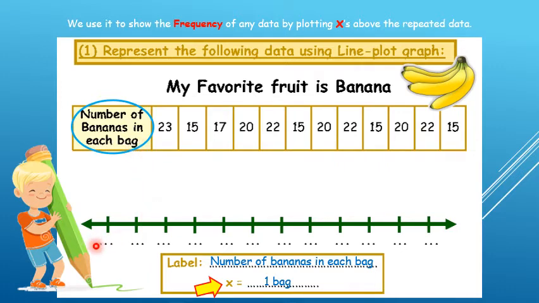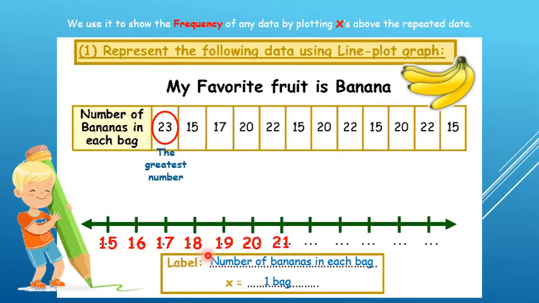Now let's plot this number line. Here we have numbers 23, 15, 17, and so on. But I don't know which is the smallest number here to begin the number line from. The smallest number here is 15. Then I will begin this number line from 15, and the greatest number here is 23. So I will write down numbers from 15 up to 23: 15, 16, 17, 18, 19, 20, 21, 22, and 23.